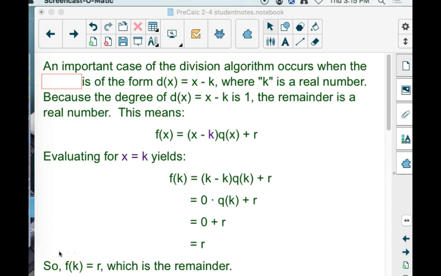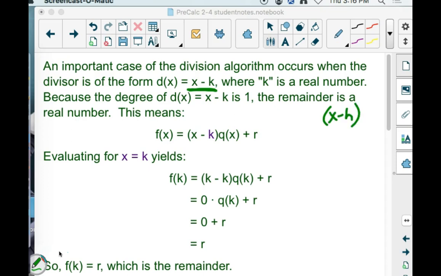On the next page we see an important case of the division algorithm occurs when the divisor is of the form d of x equals x minus k, where k is a real number. So notice we have 1x, x minus k. That should make us think a little bit about the fact that whenever we've been working with transformations, we'll use that whole x minus h. And it doesn't really matter too much if we're using an h or a k. But it says where k is a real number, and because the degree of d of x equals x minus k is going to be 1, the remainder is a real number.